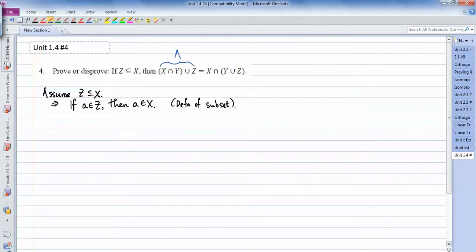Okay, so the rest of the proof, now the way I'm going to refer to this, I'll call this right here just like big A and this big B, because if I just read them out loud, X intersect Y union Z, you could call that either one. And I don't want to keep referring to all the parentheses. So we're trying to prove set A equals set B.